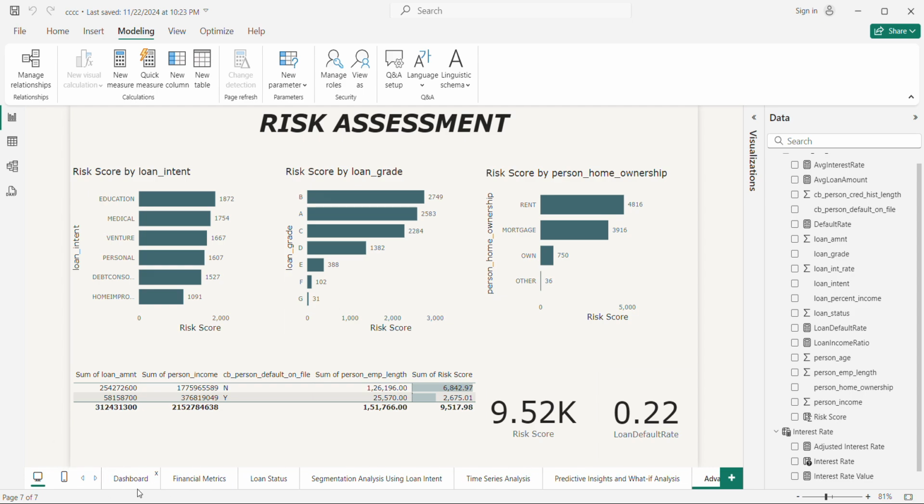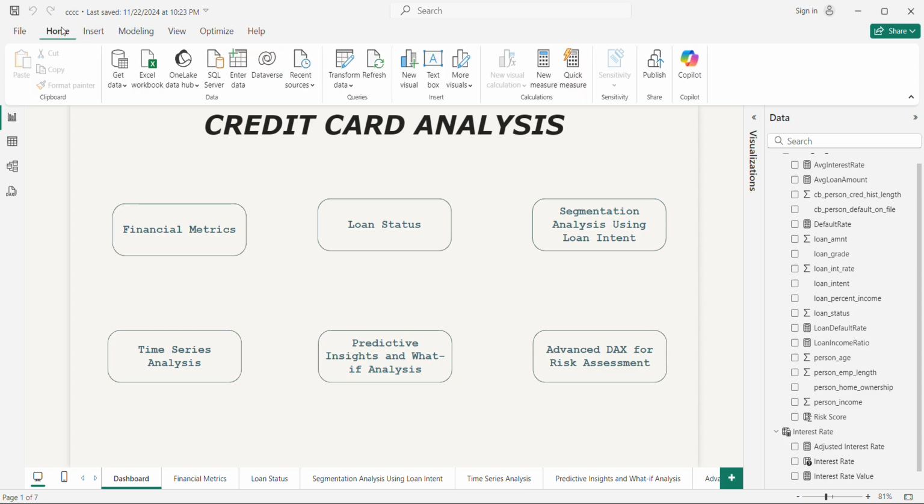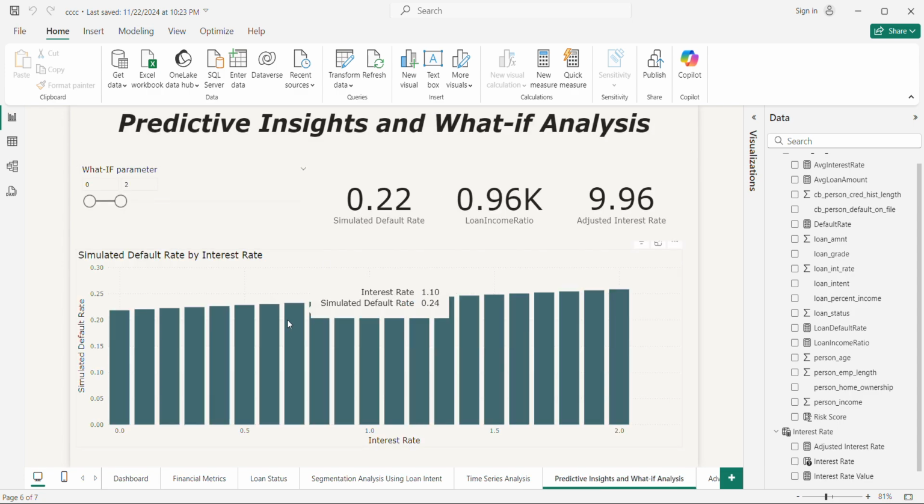So this is the dashboard, which you open by clicking control and clicking on the dashboard. Finally, publish it to the Power BI service, and once it is published, you just click on that data set and it goes to those slides of analysis. So that's all, and thank you.